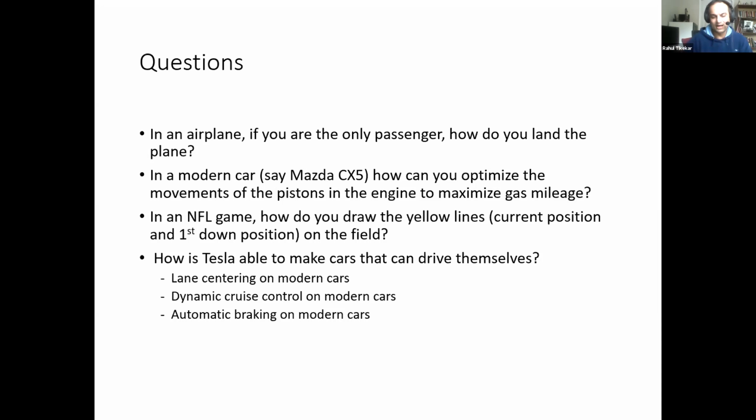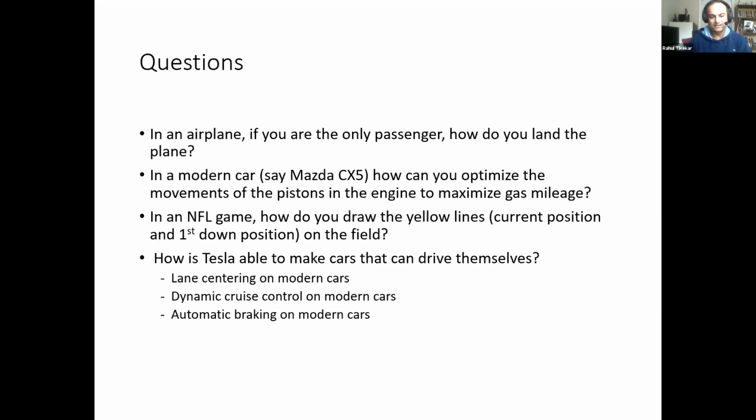Now, I don't know about you, but I like to watch football on TV on Sundays and Mondays and Thursdays and Saturdays. And when you watch football on TV, you will notice that they draw these 2 lines for you. One where the ball currently exists, and then how much more you need to go to get to the first down position. So you see those 2 lines. You know, those lines are not actually on the field. They are drawn on your TV. How do you draw those lines?